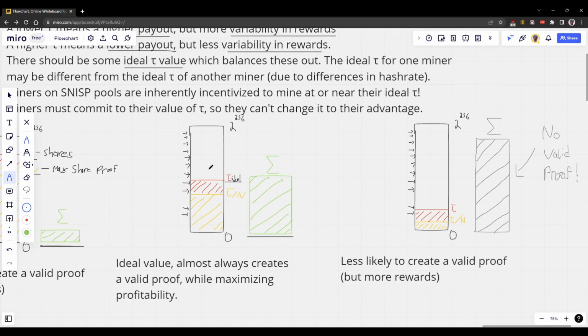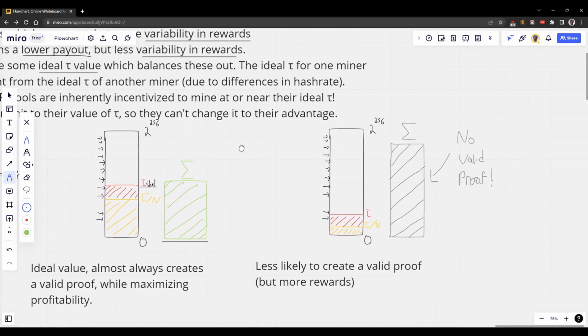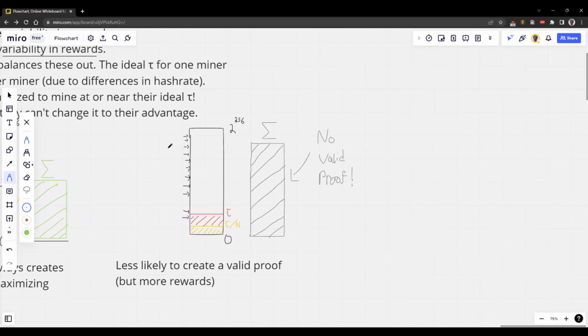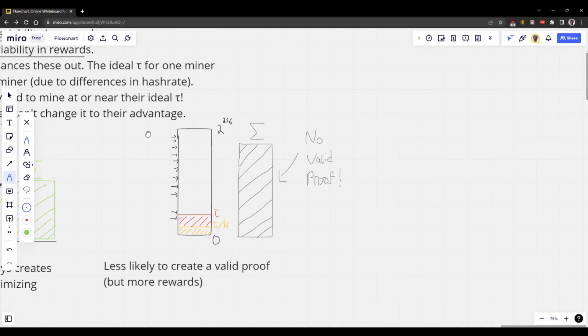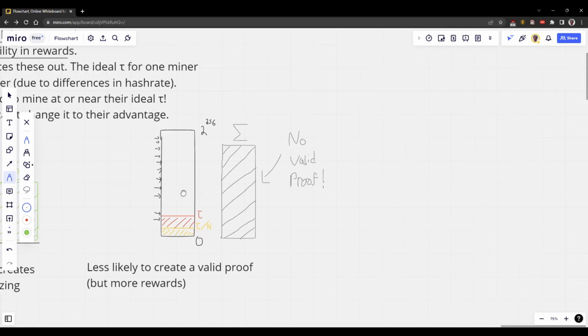And because of that, this miner was able to perfectly balance out variability in payouts with their payment. Now, let's look at what happens when someone creates a SNISP, but their TAW value is way too low and way too hard to satisfy the SNISP inequality.